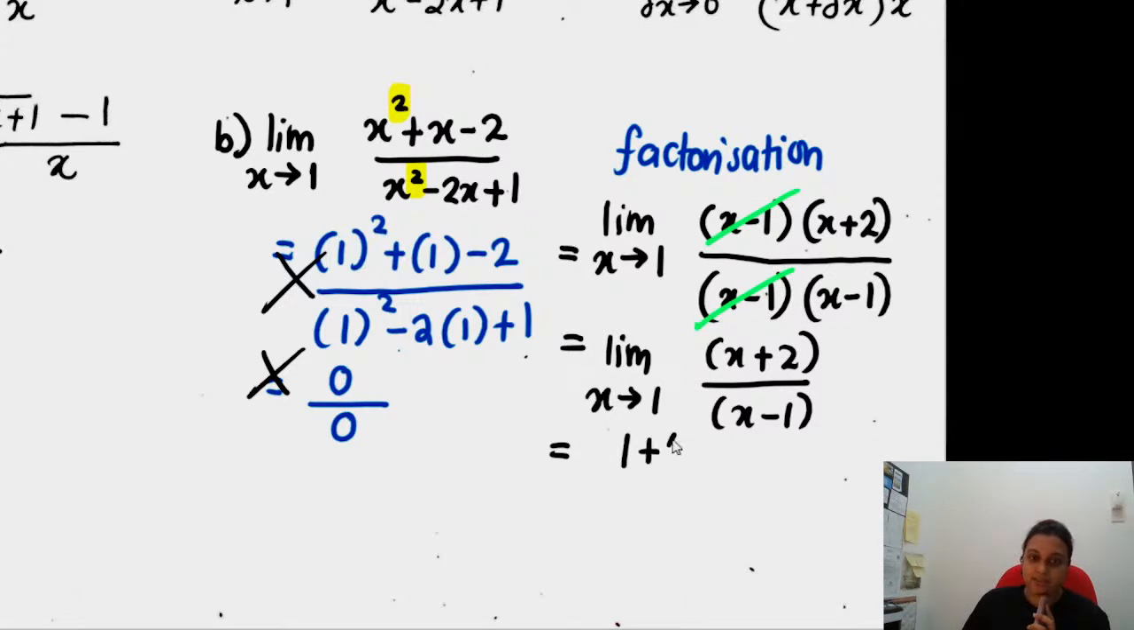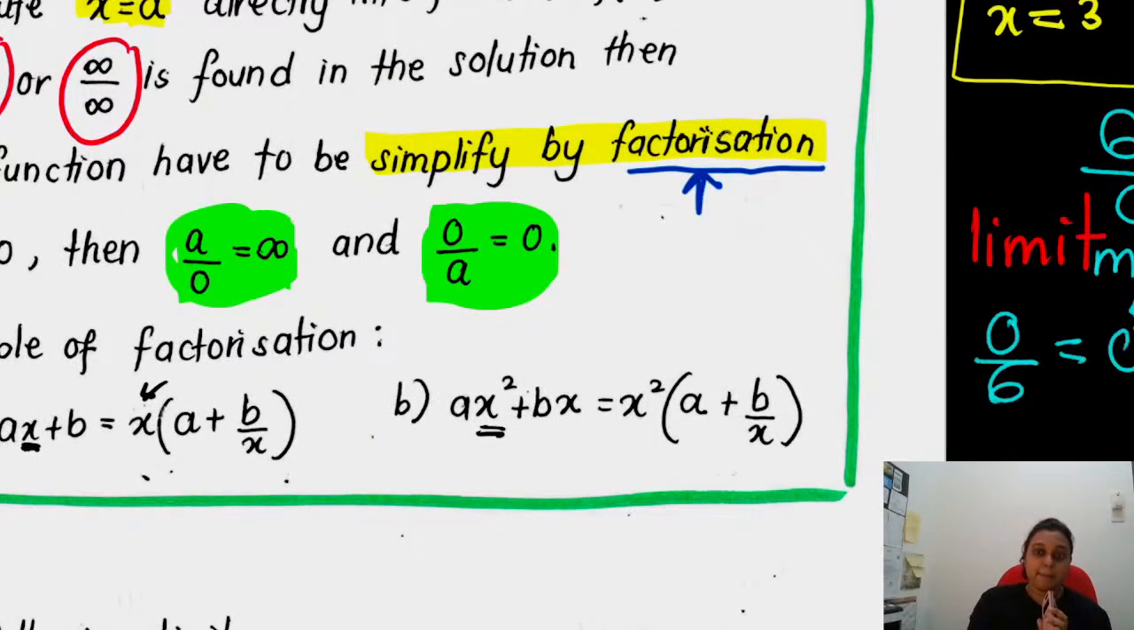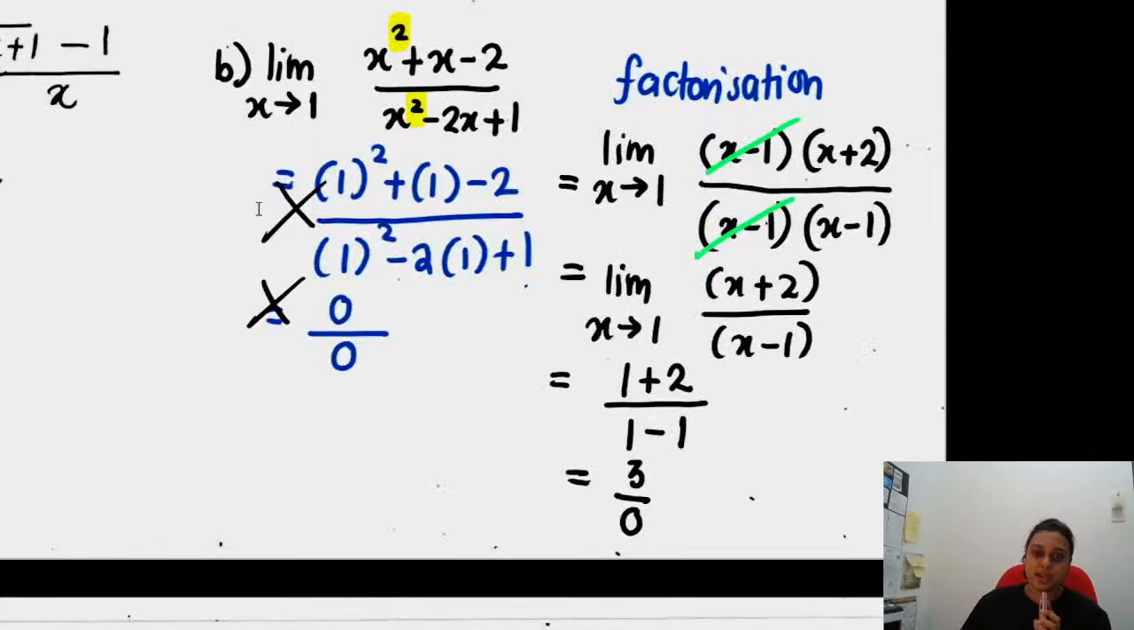So you get 1 plus 2 divided by 1 minus 1. Here we will get the answer 3 over 0. Whenever you get a number divided by 0, go back to the rules. Number divided by 0, what should your answer be? Infinity. So your final answer will be infinity, or infinite, depending on how you say it. Yes, correct, Isha. 3 over 0 is infinity. Very good. Now we can go to C.